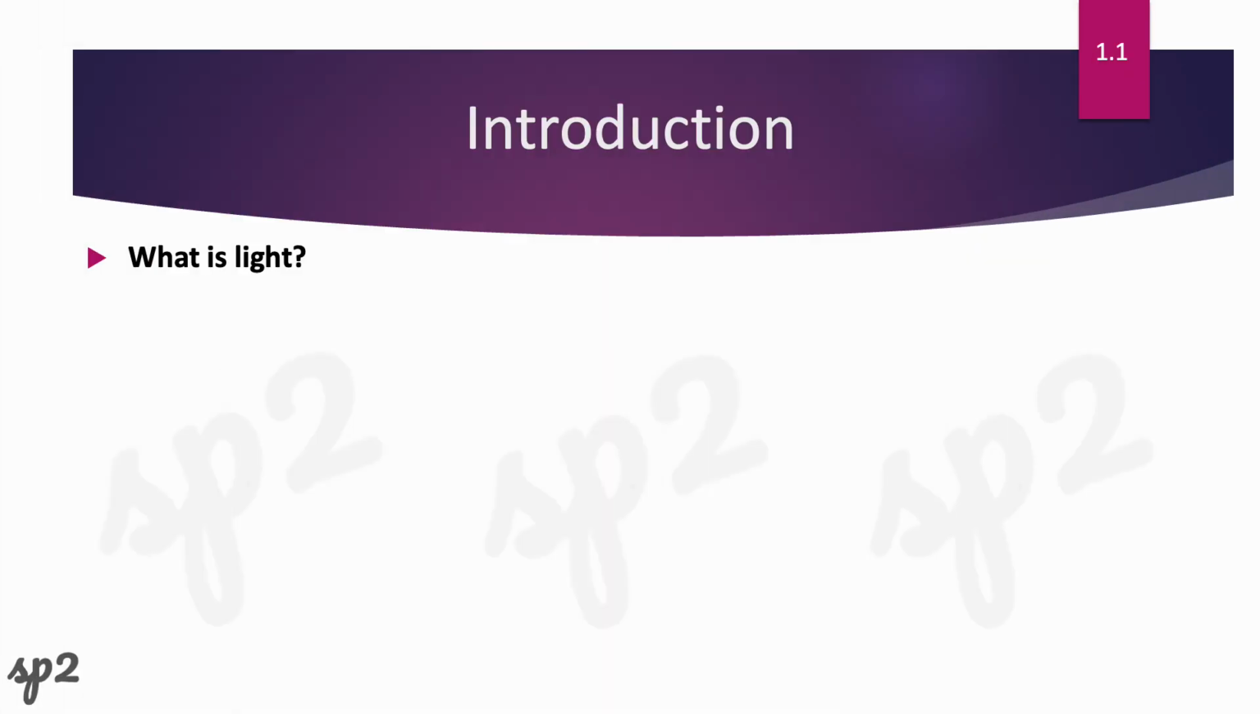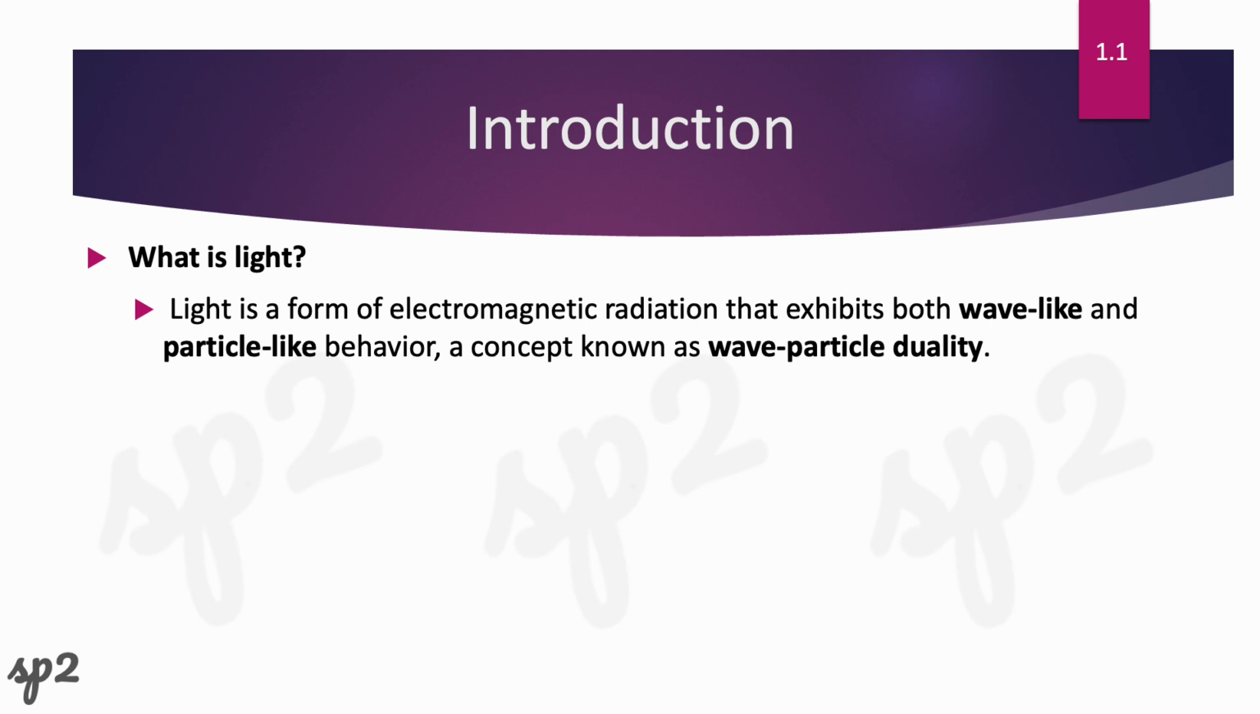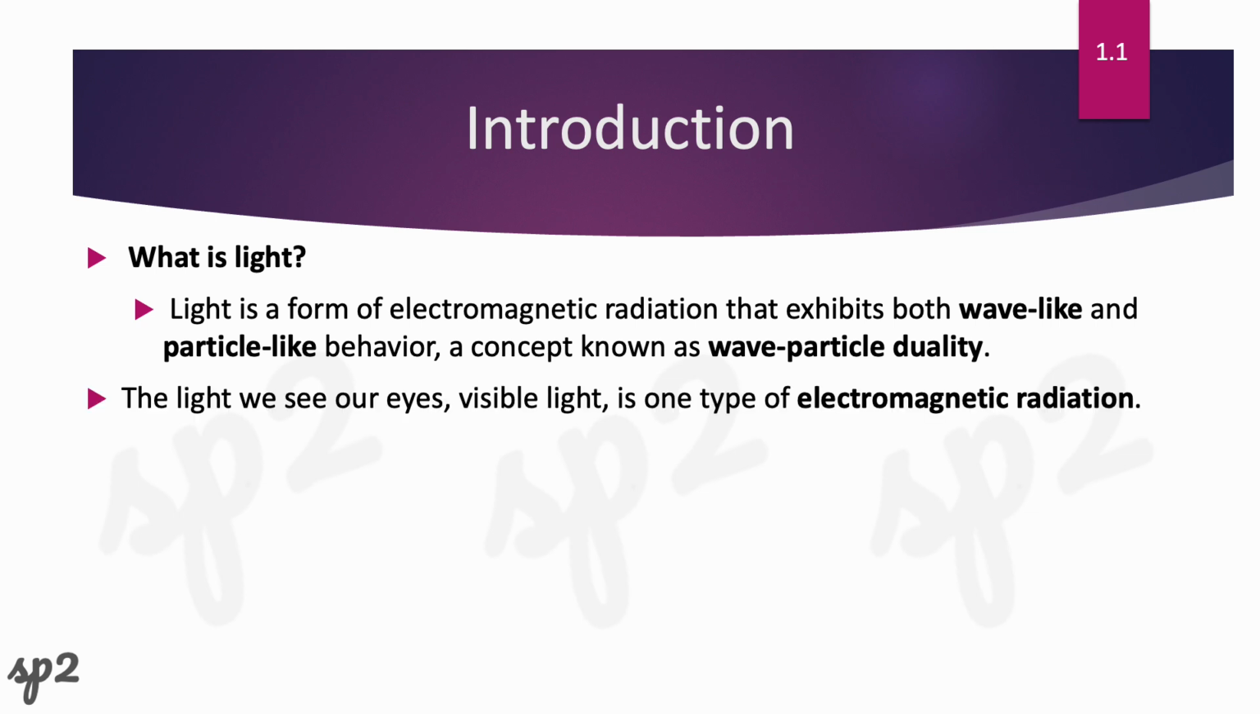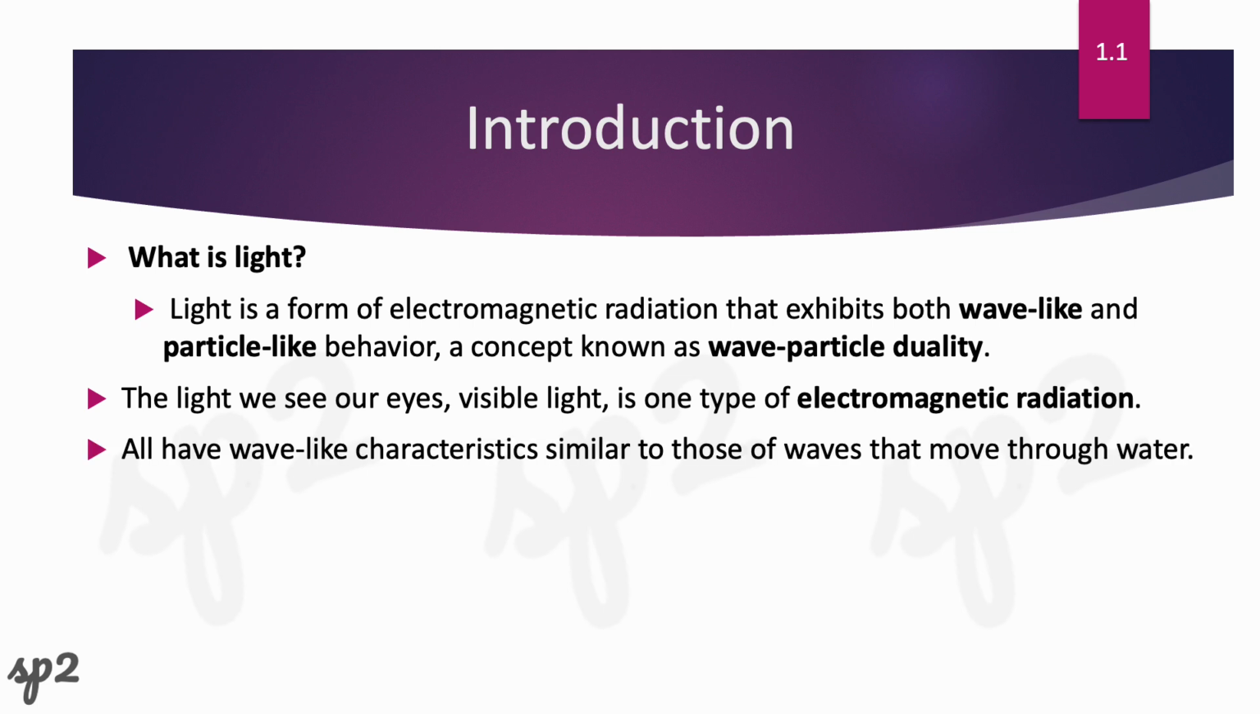Okay, so starting with this really good question, what is light, right? Think about light as a form of electromagnetic radiation that can exhibit both wave and particle-like behavior. Think about it as wave-particle duality, which is pretty cool. The light that we can see with our eyes is just one type of electromagnetic radiation, which is known as visible light. Okay, I'll show you a picture in just a moment.